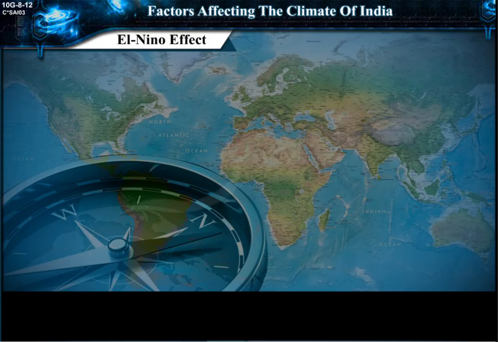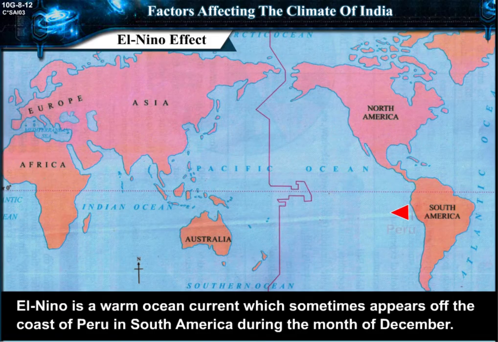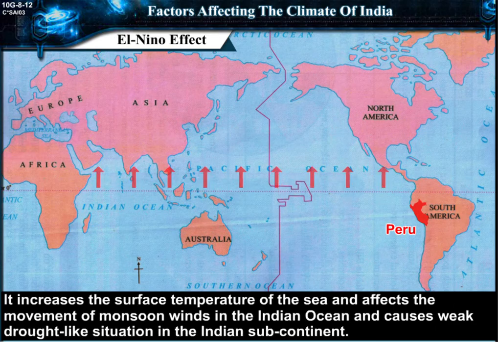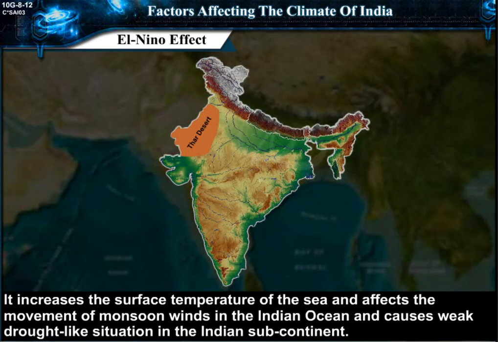10. El Nino effect. El Nino is a warm ocean current which sometimes appears off the coast of Peru in South America during the month of December. It increases the surface temperature of the sea and affects the movement of monsoon winds in the Indian Ocean and causes weak drought-like situation in the Indian subcontinent.